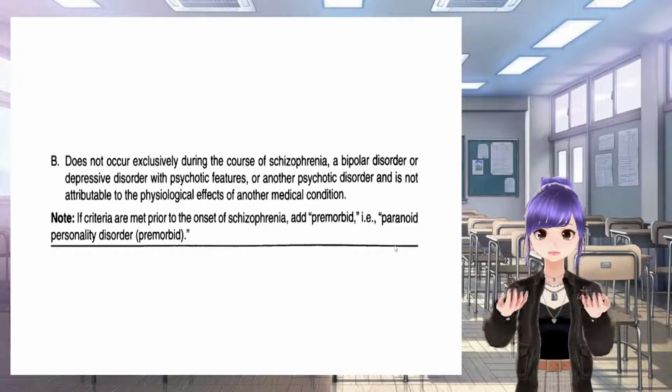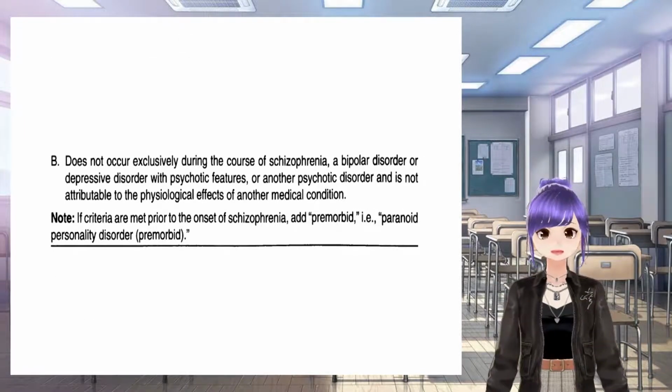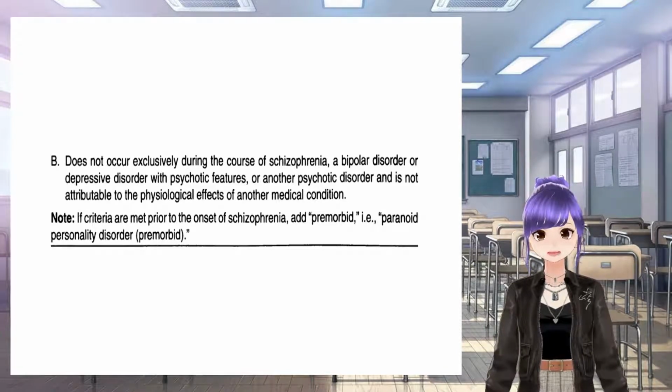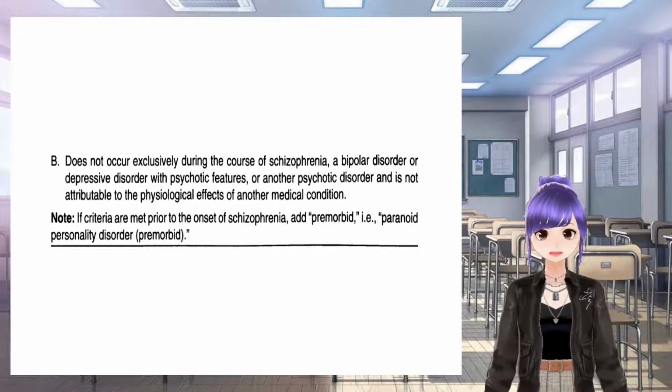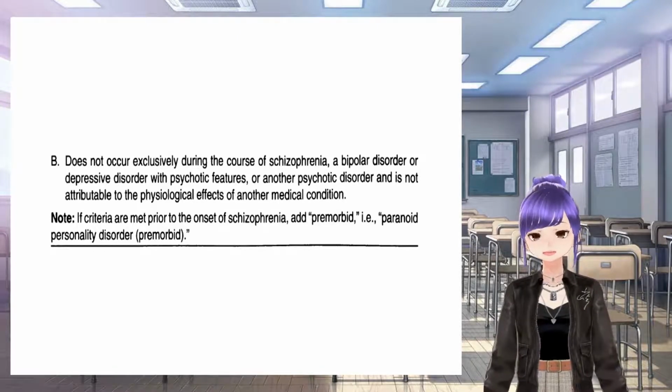So letter B, it does not occur exclusively in the course of schizophrenia, bipolar, depressive with psychotic features or other psychotic disorder, and is not attributable to the physiological effects of another medical condition. So if the criteria are met prior to the onset of schizophrenia, add premorbid. For in particular, paranoid personality disorder premorbid.